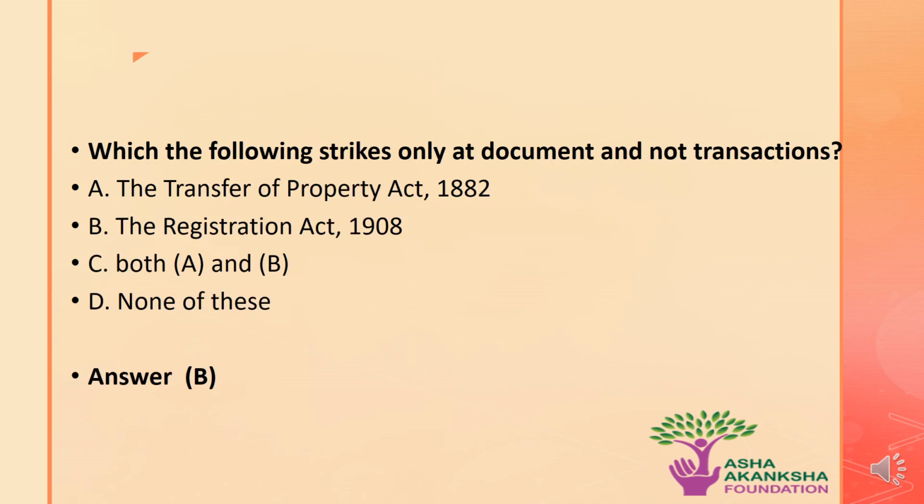The next question is: which of the following strikes only a document and not a transaction? Options are A, the Transfer of Property Act 1882, B, the Registration Act 1908, C, both A and B, or D, none of these. The correct answer to this question is option B. That means the Registration Act 1908 strikes only a document and not any transaction.